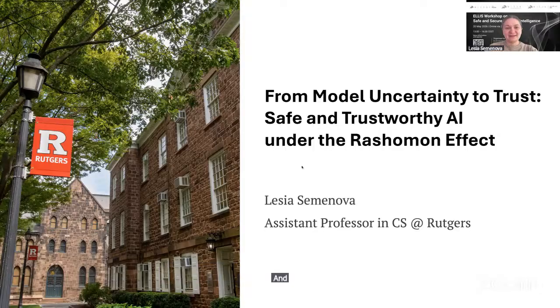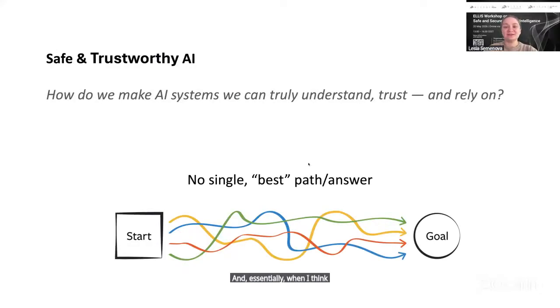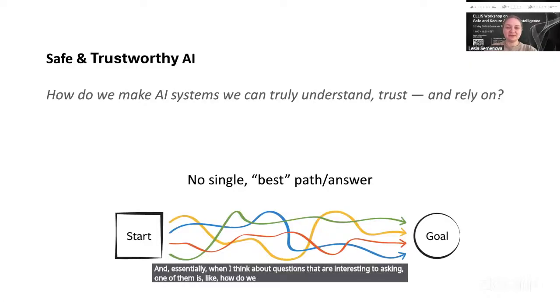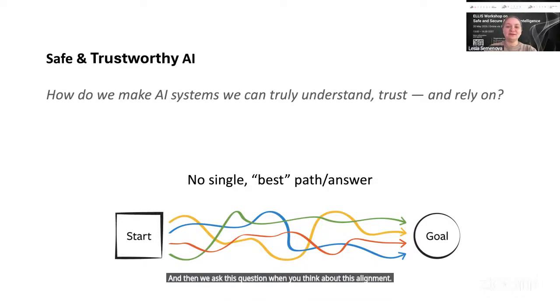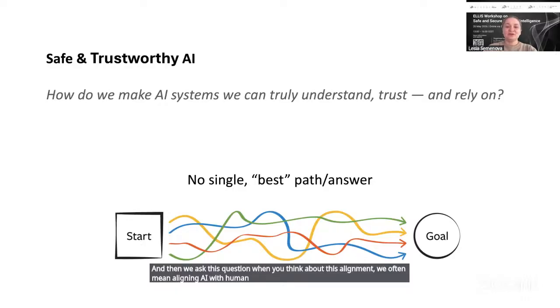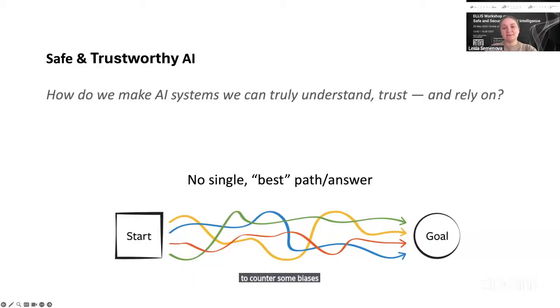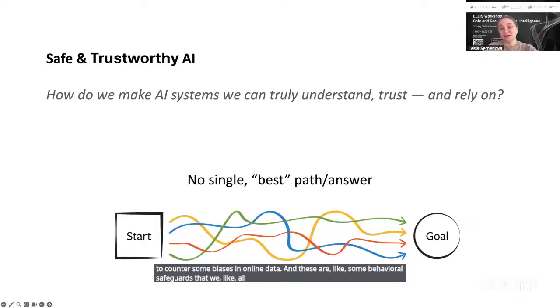Essentially, when I think about questions that are interesting to ask, one of them is: how do we make AI systems that we can truly understand, trust, and rely on? And when we ask this question, when you think about this alignment, we often mean aligning AI with human values. Overall, huge teams of researchers and engineers are working right now to make sure that these models are less harmful, for example, by filtering toxic comments or making them more neutral to counter some biases in online data. And these are behavioral safeguards that we all want models to have, hopefully by default.